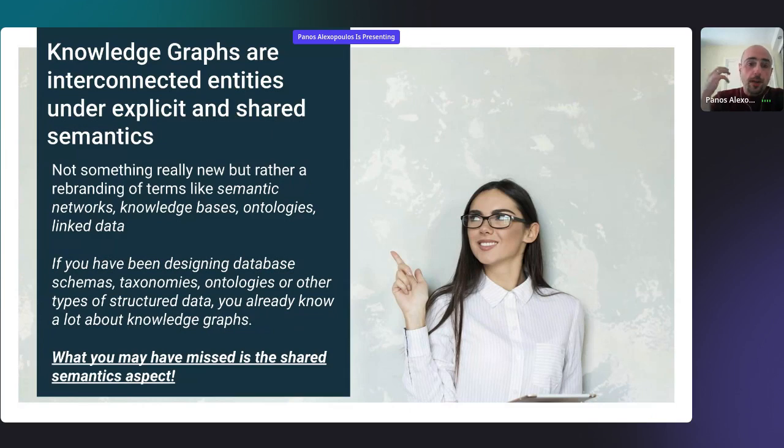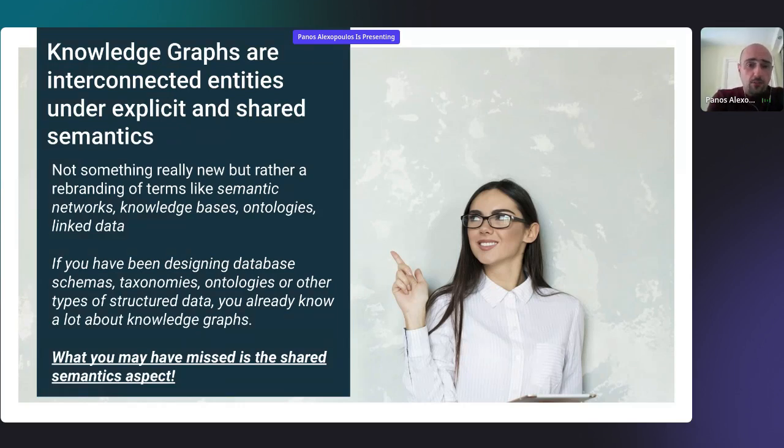So, in my view, a knowledge graph is an artifact that consists of entities that are connected or related to each other under explicit and shared semantics. In that sense, it's not really a new concept, but rather a rebranding of terms like semantic networks, knowledge bases, ontologies, linked data, and many other similar terminologies that we have seen since the 80s and the 90s.